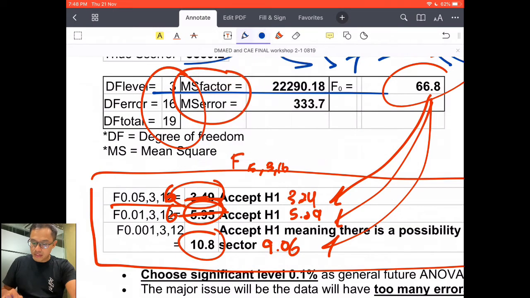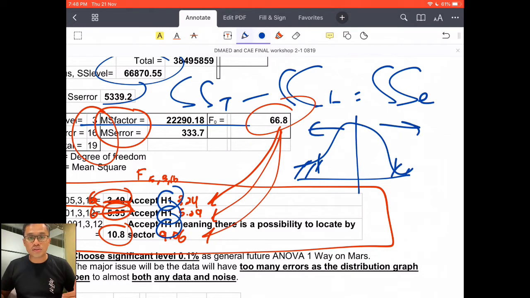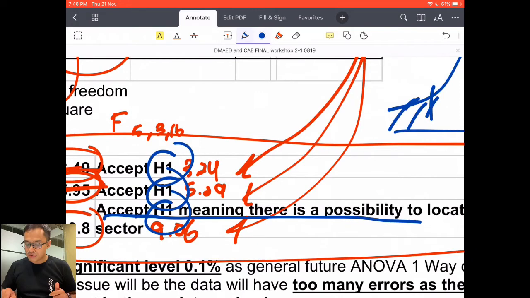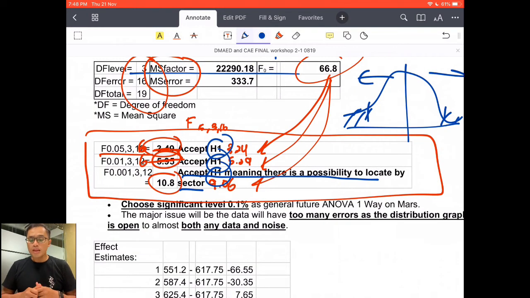I'm going to use a blue pen. H1 is accepted. So from there, you can choose 5%, 1%, or 0.1%. For me, I'll choose 0.1% because the sectors are too big. Mars is too big. So I try to open up the distribution, the distribution graph, as much as I can, so I can allow more data to come in. But some of you will accept 5%, so you must justify that. Here I justify that I accept H1 with 0.1% because I need to open it as big as I can, and I can find where the location for the rover is.